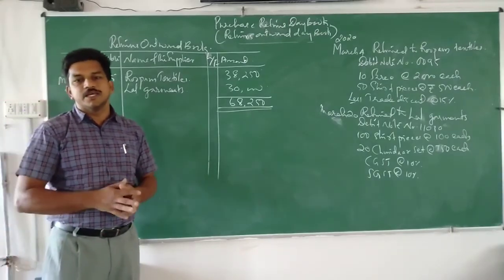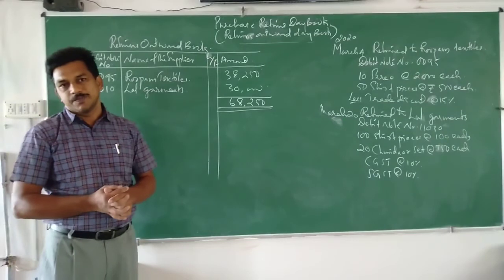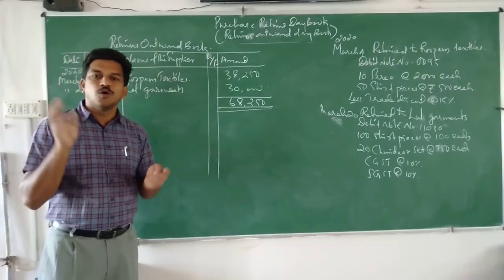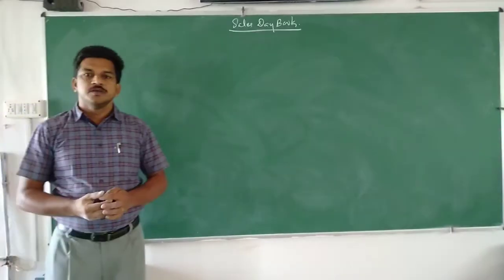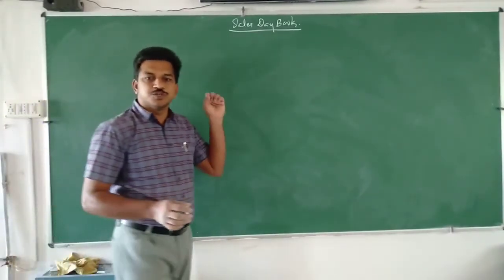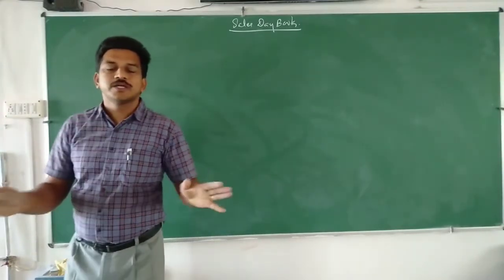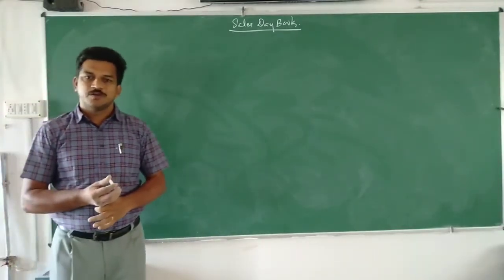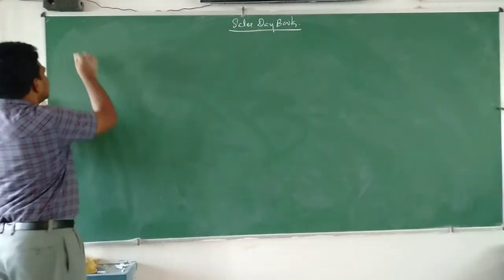Now let us see about sales return. Sales book, where we write all the credit sales. So sales day book is the special journal prepared to record all the credit sale of goods. So this is the format.